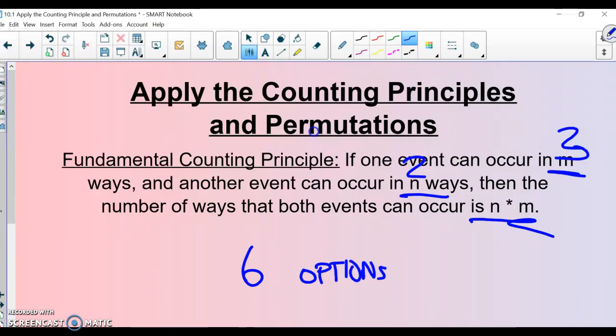It is worth noting that the fundamental counting principle can be extended into more than just 2 different individual events. If I also said, hey, there are 5 different color choices, then you would say, okay, there are 3 different options for the first event, 2 different options for the second event, 5 different options for the third event. In total, we would have 30 different options.